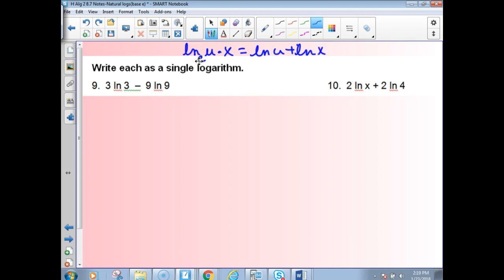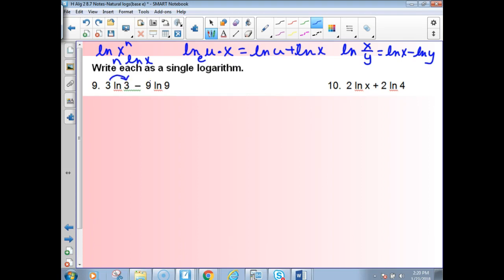So this is just the product property. All of the properties we talked about yesterday for logarithms apply to natural logarithms as well. So if you have the ln of x divided by y, that would be the ln of x minus the ln of y, okay? And the natural log of x to the n would be n times the ln of x. That's the power property. All right, so we're going to use those properties on these.